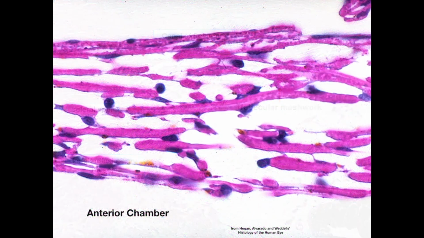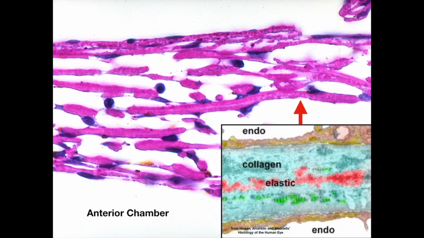The beams or trabeculae forming the meshwork are composed of collagen with a central core of elastic tissue. They are enveloped by trabecular endothelial cells. There is no direct communication between the interstices of the trabecular meshwork and the lumen of Schlemm's canal, which is lined by endothelial cells.